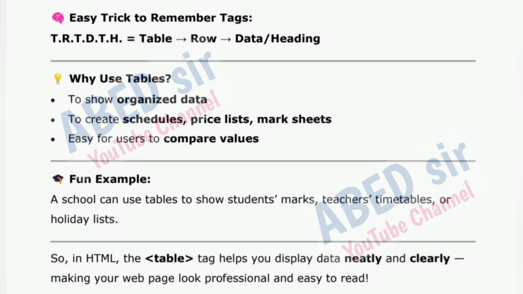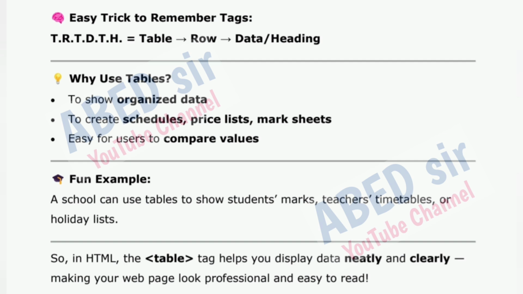Why use tables? To show organized data. To create schedules, price lists, mark sheets. Easy for users to compare values. Fun example. A school can use tables to show students' marks, teachers' timetables, or holiday lists. So, in HTML, the table tag helps you display data neatly and clearly, making your web page look professional and easy to read.